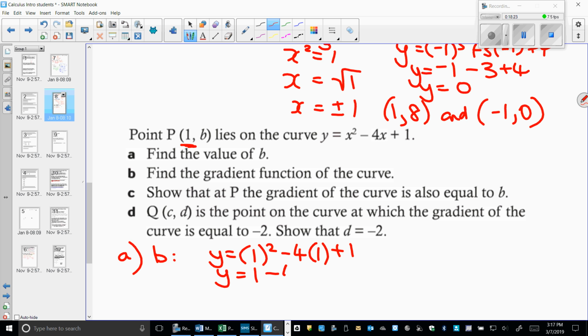So 1 take away 4 plus 1, which is negative 2. So the value of B is negative 2. Lovely job.